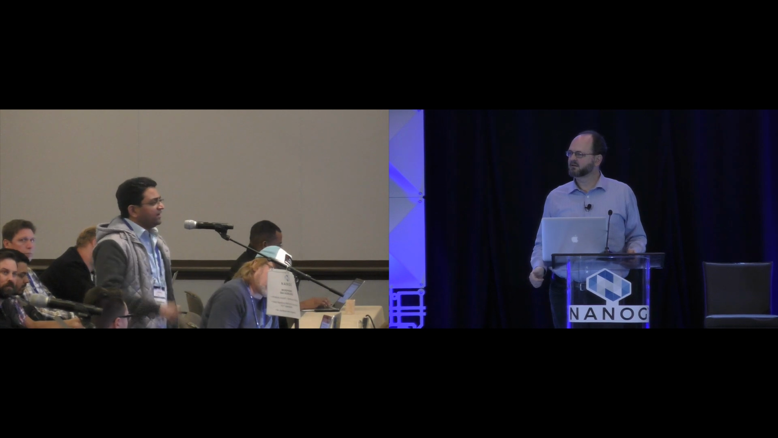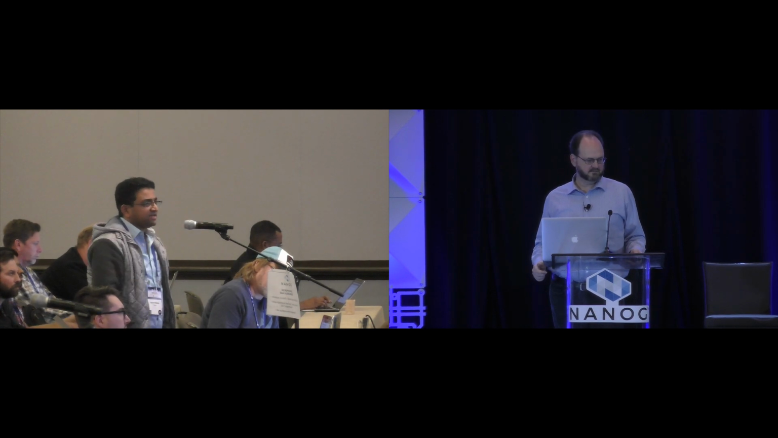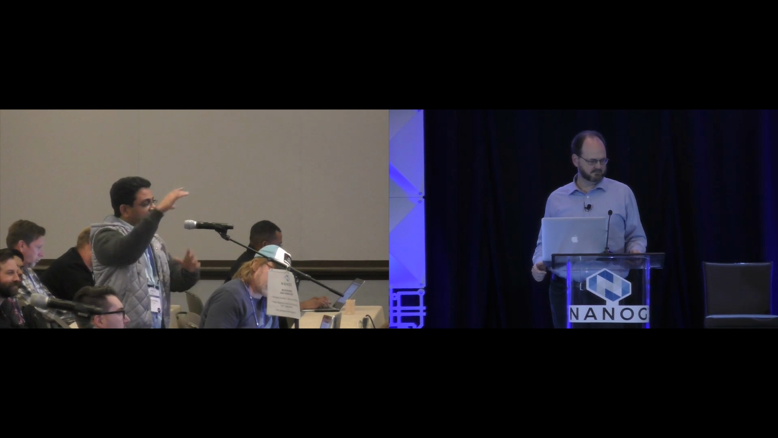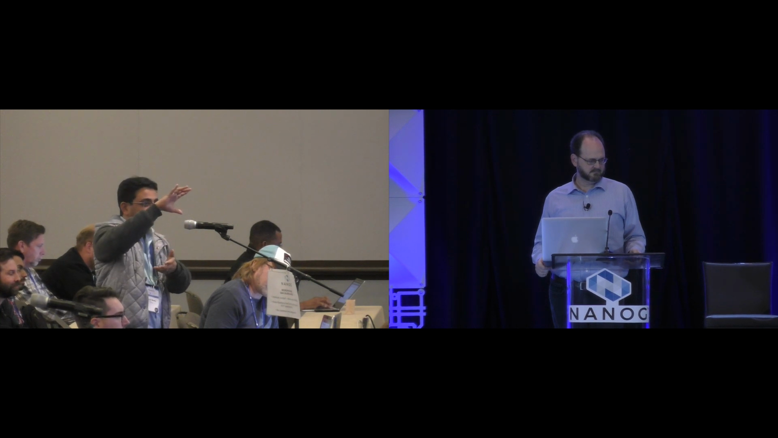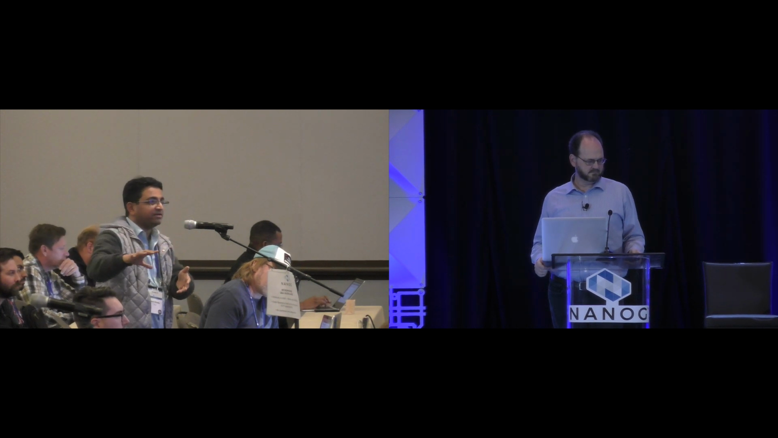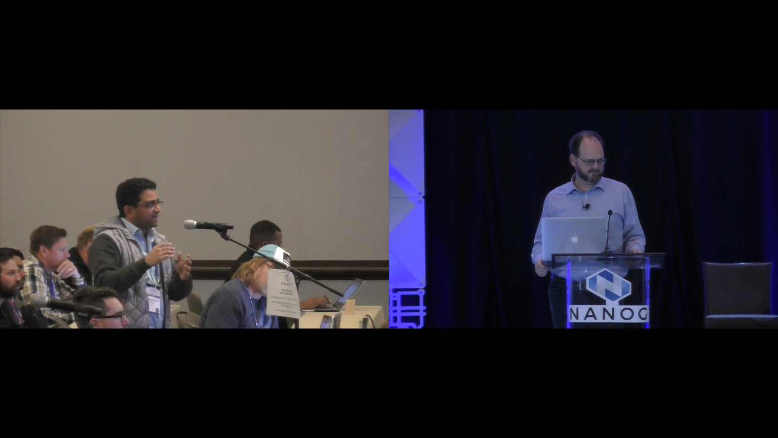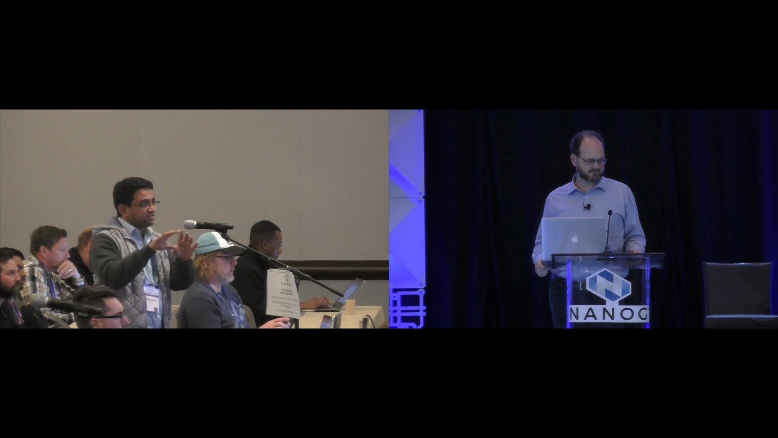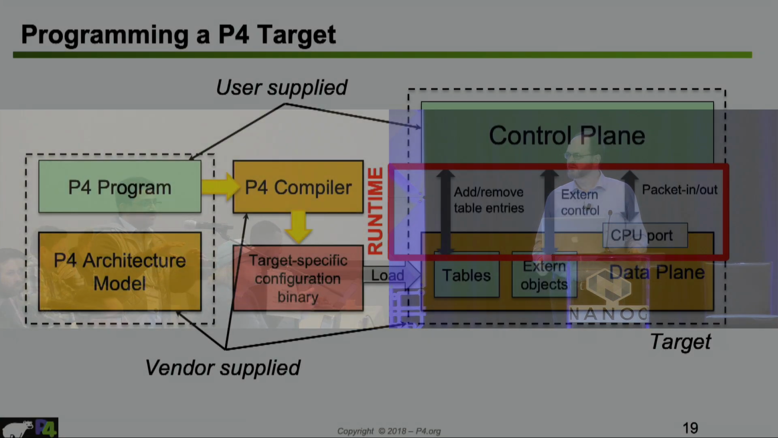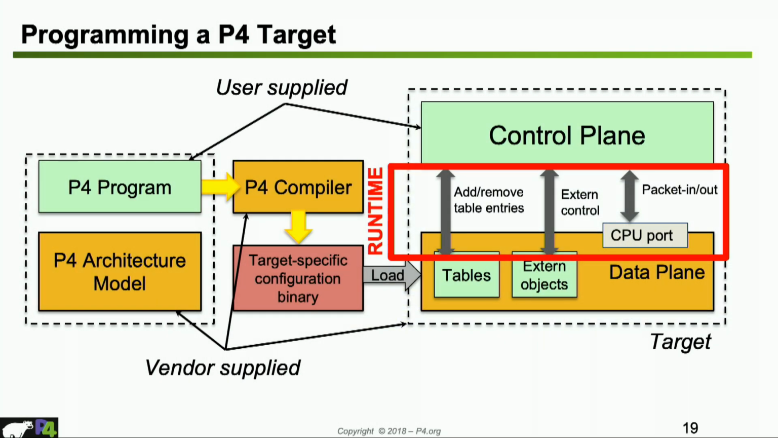Hi, this is Nikhil from Oracle Cloud Infrastructure. So in, I think, one of the latest slides, you had on the target a differentiation between the control plane and the data plane. Yep. So is the control plane an essential component of the target? And does it have to be some kind of a CPU, or can we export, let's say, packet in/out?